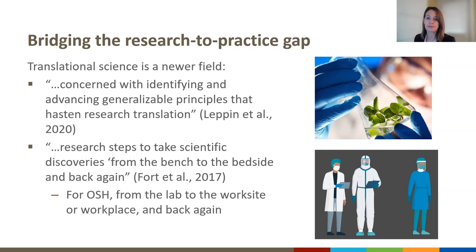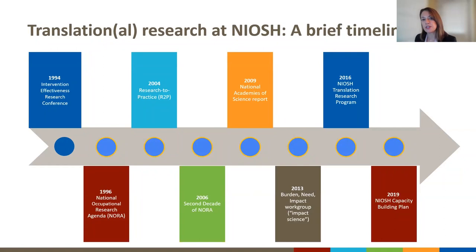At NIOSH, one of the Institute's strategic goals is to promote safe and healthy workers through interventions, recommendations, and capacity building by transferring research findings, technologies, and information into practice. The need to enhance rigor, theory use, stakeholder engagement, and to increase the uptake of occupational safety and health interventions has been a longstanding topic of interest in the occupational safety and health community and at NIOSH. Going back here in this timeline, as Paul had mentioned, to intervention effectiveness research, the first and second decades of the National Occupational Research Agenda, and the NIOSH R2P initiative.